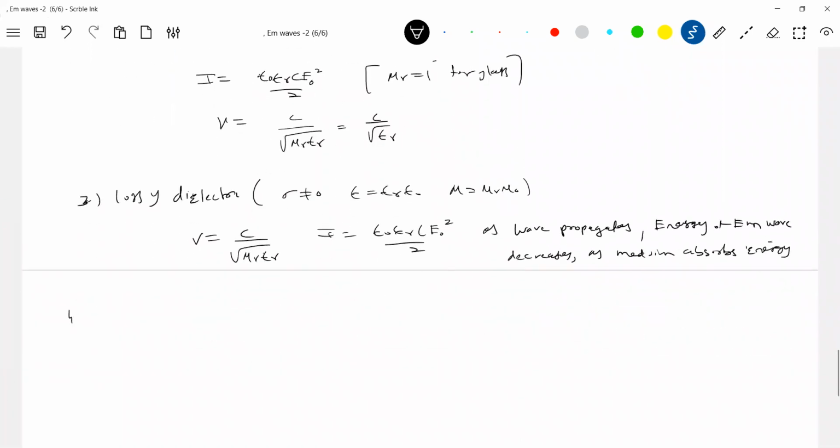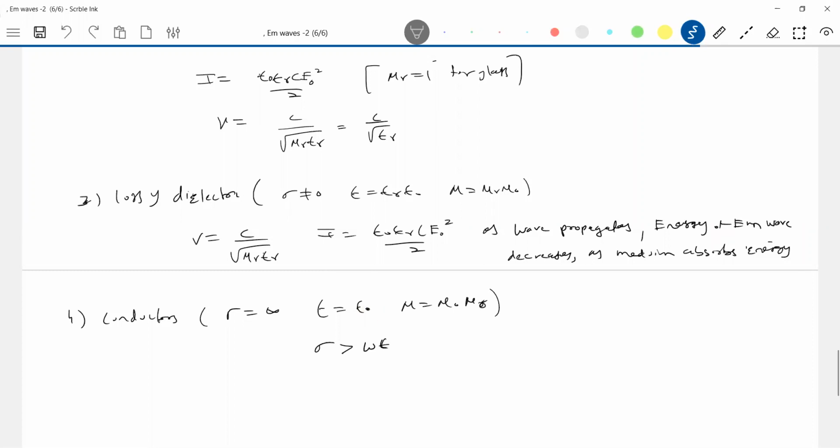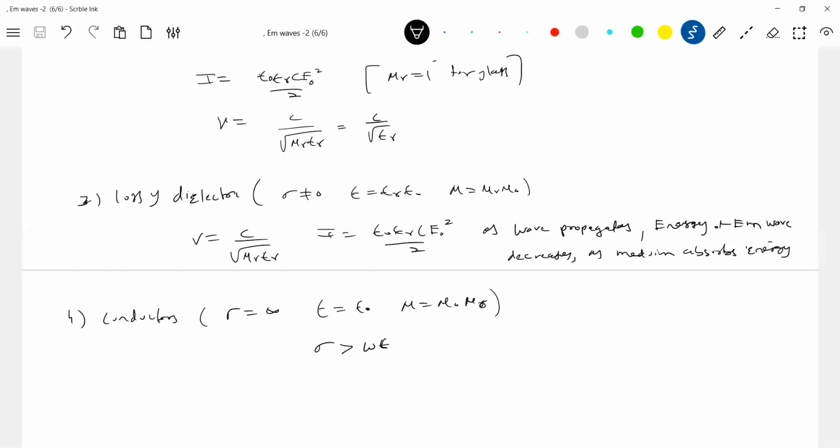Now, what about conductors? In conductors, sigma will be infinity. The relative permittivity will be 1, and mu equal to mu naught mu r. Here, sigma will be very much greater than, with respect to the EM wave we are discussing here, not with respect to the electric field. Again, don't get confused. I know that we put infinity for epsilon r, but with respect to the EM wave we are analyzing dynamic, varying electric fields, not static electric fields. So don't get tempted to write infinity here.